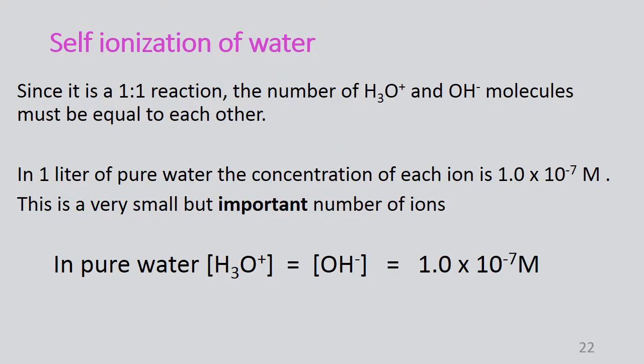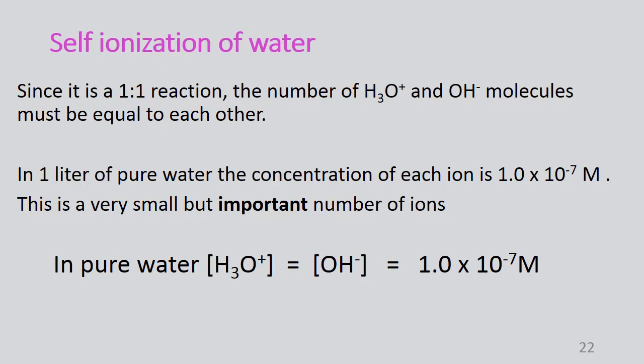Since it's a one-to-one reaction, in pure water, the number of H3O positive and OH negative molecules will be equal to each other. So, in 1 liter of pure water, the concentration of each ion is 1.0 times 10 to the minus 7th molar. This is a very small number, but very important. So remember, that's 0.0000001 molar.